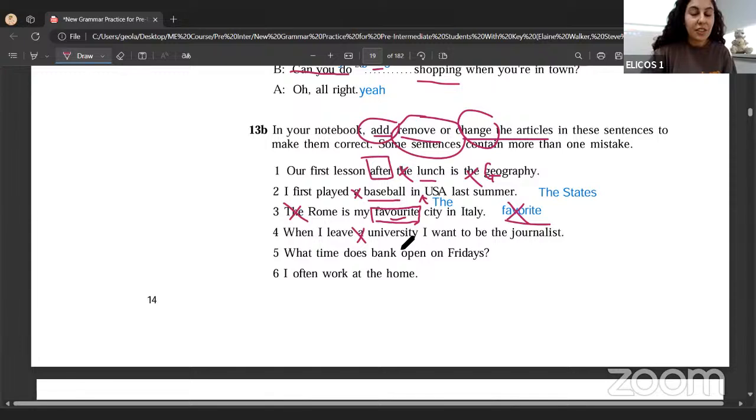When I leave university, I want to be a journalist. Yes, because it is a job and it's the first time I say it. I want to be a journalist. Now, after that I can say I'm going to be the most famous journalist in the world. I'm going to be the best journalist. So I can keep saying the after, but the first time I must say a. Number 5.